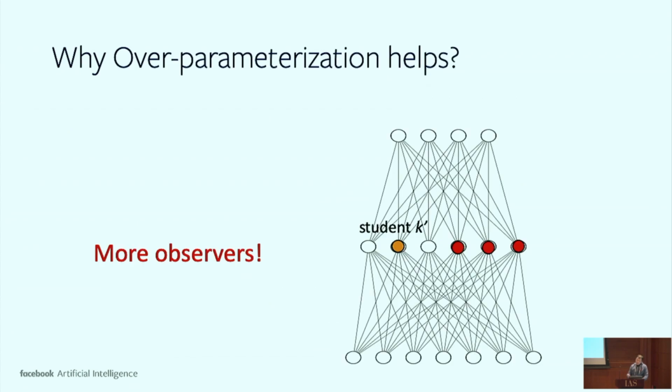From this, you can see why optimization can help: because you have more nodes in the intermediate layer, they serve as more observers. As long as a teacher node is observed by one student, this theorem will apply. Do we have questions?